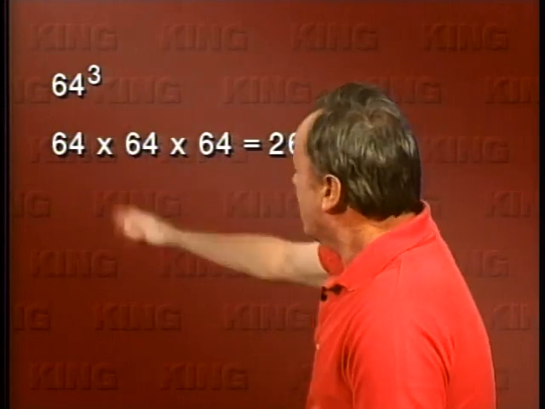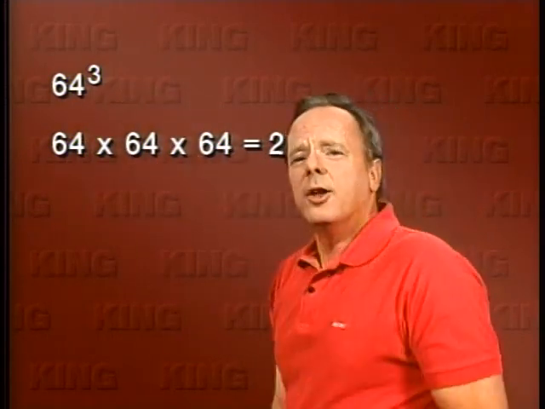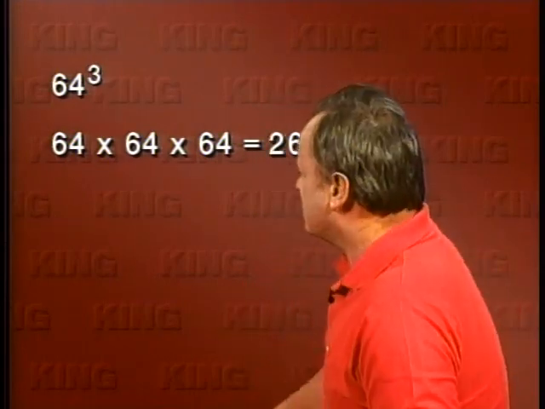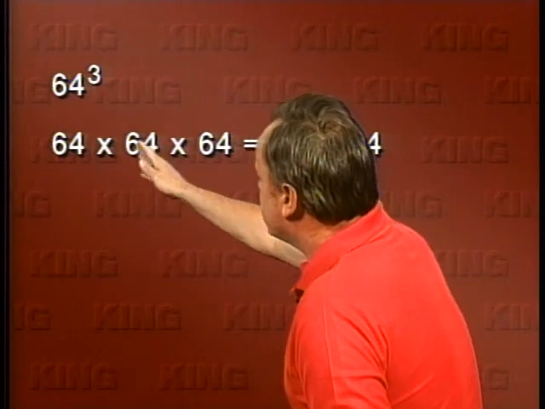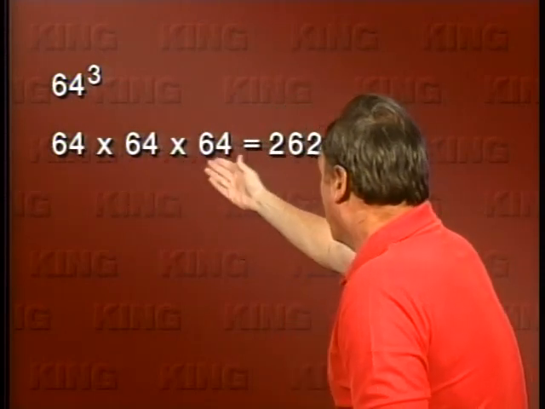Using a number 3 times as a factor is expressed as, in this case, the number 64 with the 3 up there. That's 64 raised to the 3rd power. Another way of expressing that is 64 cubed. That's the cube of 64, and that's using 64 as a factor 3 times. In that case, it'd be 64 times 64 times 64, or 262,144.